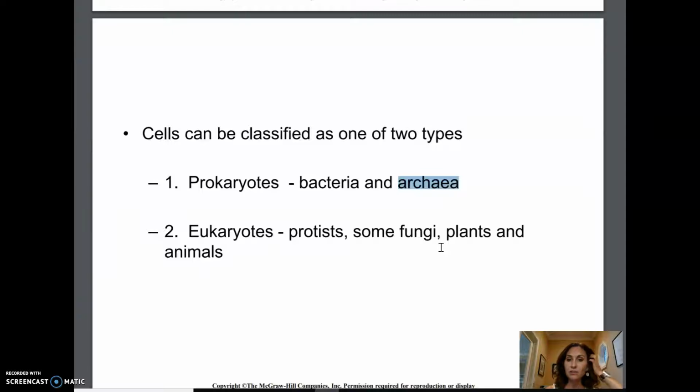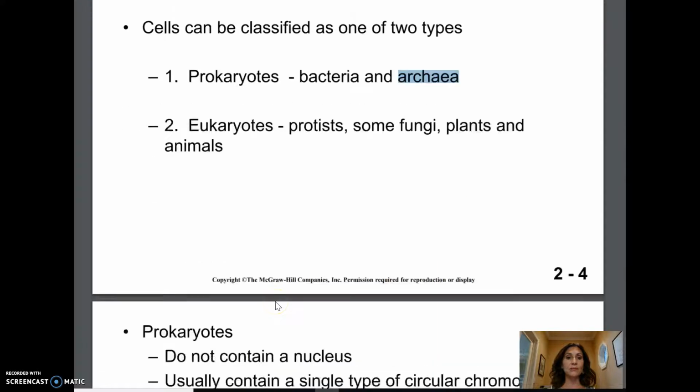Eukaryotic cells are a little bit more complicated. Eukaryotic cells have a nucleus. All of them have a nucleus. This includes single-celled organisms called protists, some fungi, so mushrooms, ringworm, things like that. Plants and animals are also eukaryotes.